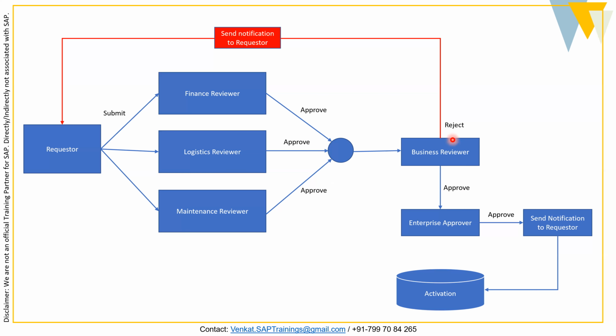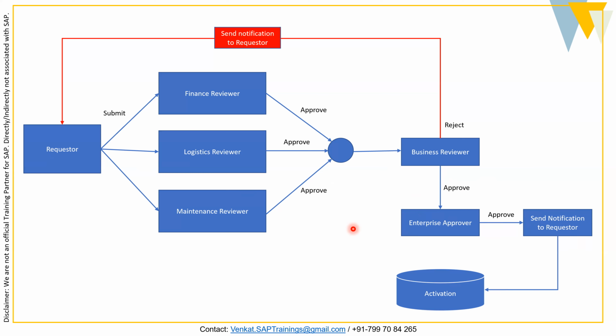If the business reviewer rejects, we need to trigger an email notification to the requester. For triggering the email notification, we will implement a system caller body at this level. And if he approves, we'll route it to the enterprise approver. If the enterprise approver approves, we'll trigger the activation. Before that, we need to implement one more system caller body for triggering the email notification to the requester. So you just need to add these kinds of terms and technical details in between, then it is fulfilled. That's it. I got it.